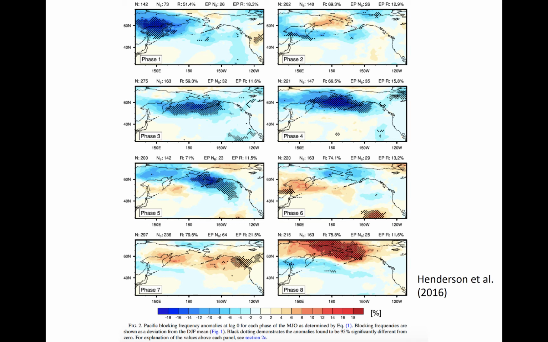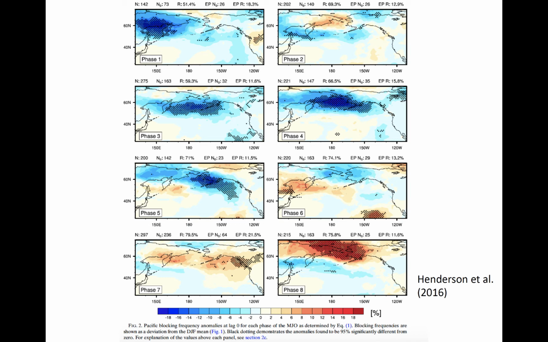The MJO also causes variability in tropical precipitation, although it acts on much shorter timescales than ENSO. Nonetheless, subseasonal variability in the extratropical circulation is seen as a result of modulation in heating over the tropical warm pool associated with the MJO. In this figure, each panel represents a different so-called phase of the MJO, and the colors indicate the anomalies of blocking frequencies over the North Pacific.